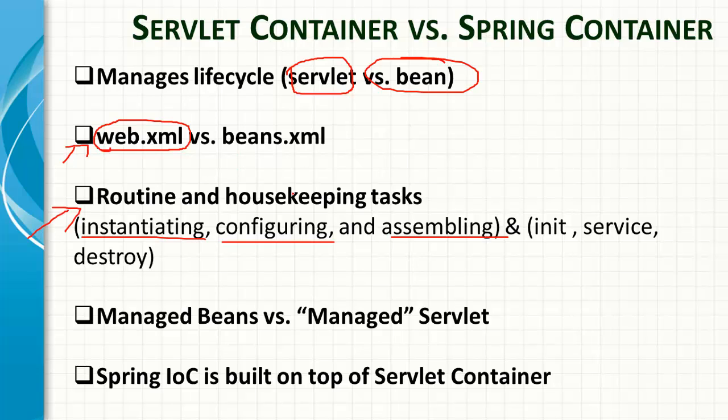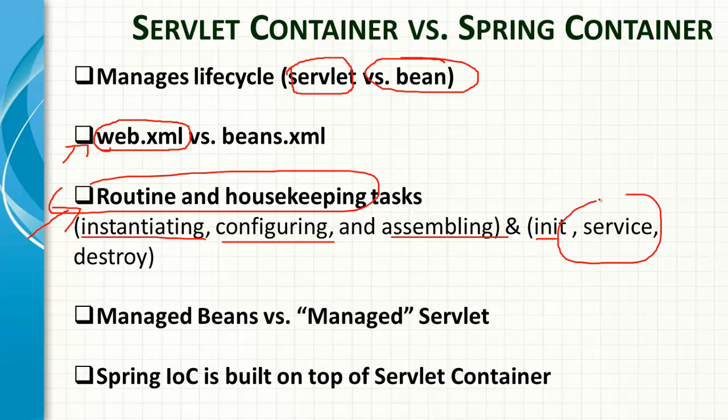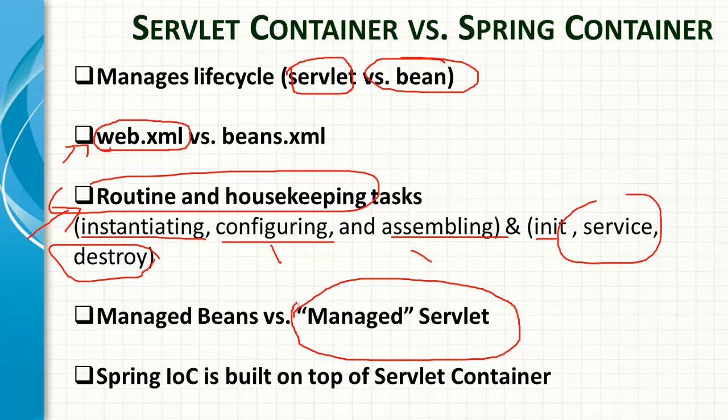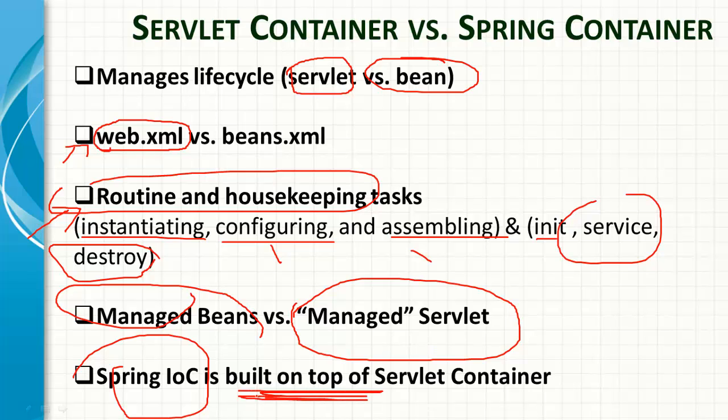What Spring container does for you, it does the routine and housekeeping tasks similar to servlet container. Servlet container manages servlets, initializes them, makes them available for service, and destroys them when they are not needed, when they are removed. And similarly, Spring container manages beans for you. It does the instantiation, configuration and assembling of beans. In a servlet container you are managing servlets, in a Spring container you are managing beans. And Spring IOC is built on top of servlet container.